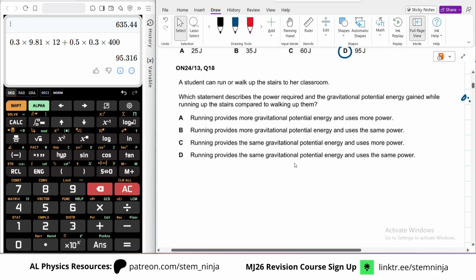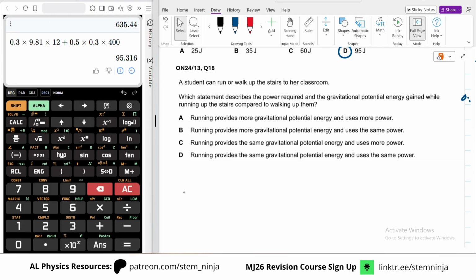A student can run or walk up the stairs to her classroom. Which statement describes the power required and the gravitational potential energy gained while running up the stairs compared to walking up them? Okay, so one thing you have to remember is that the change in gravitational potential energy would be the same for walking up the stairs and running up.